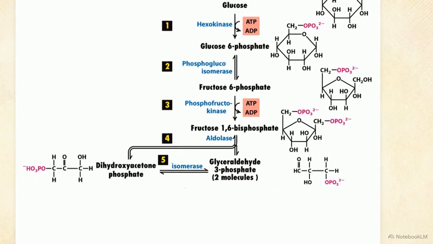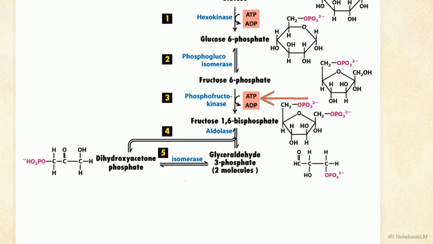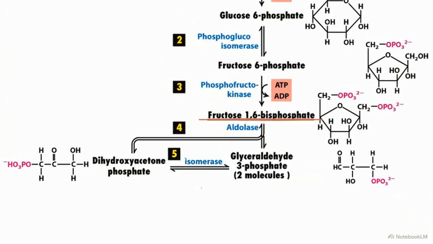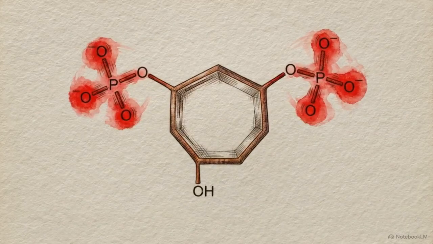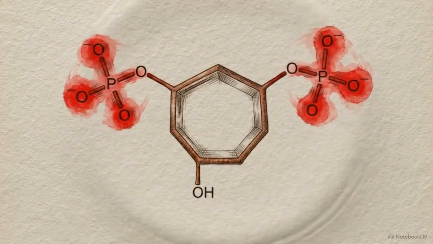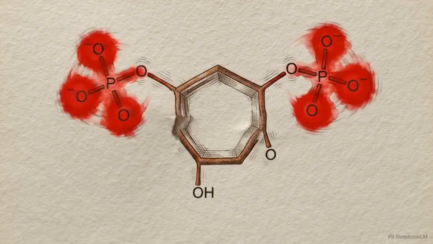Then, in step 3, a second ATP molecule is spent by the enzyme phosphofructokinase. It adds another phosphate to the opposite side of the ring, creating fructose 1,6-bisphosphate. Attaching these two negatively charged phosphate groups creates immense structural tension. The molecule is now highly unstable and primed for fracture.